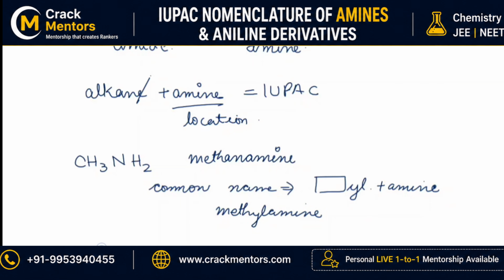The next example for you is CH3CH2NH2. The IUPAC name will be ethanamine because 2 carbons are there, and the common name will be what? We will treat this as a substituent and we will write ethylamine.